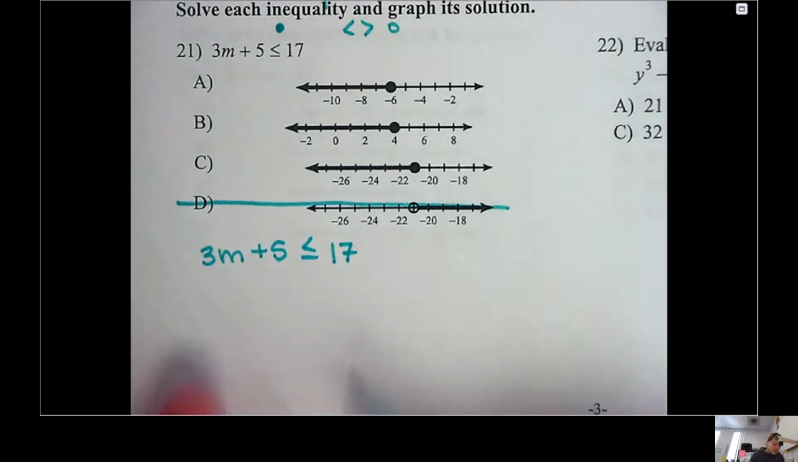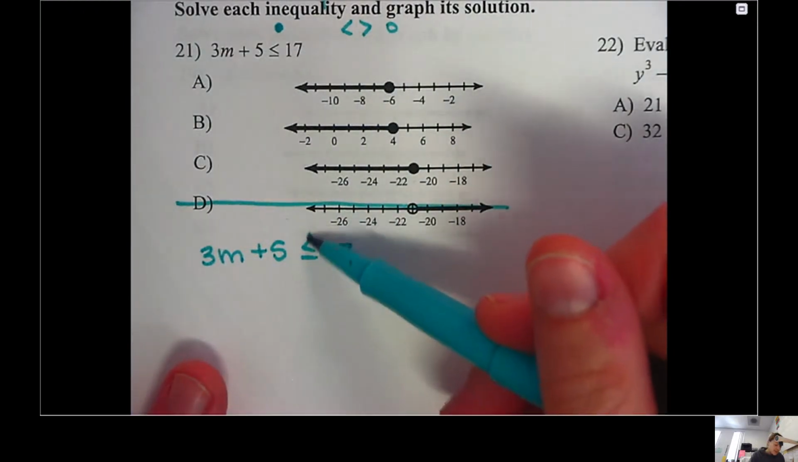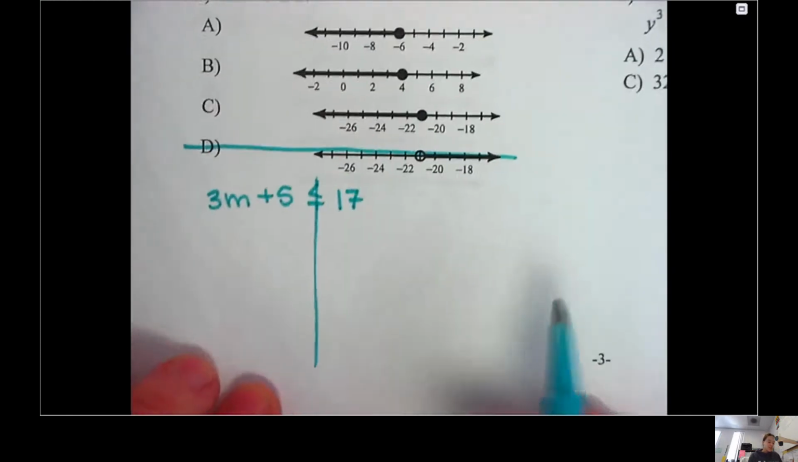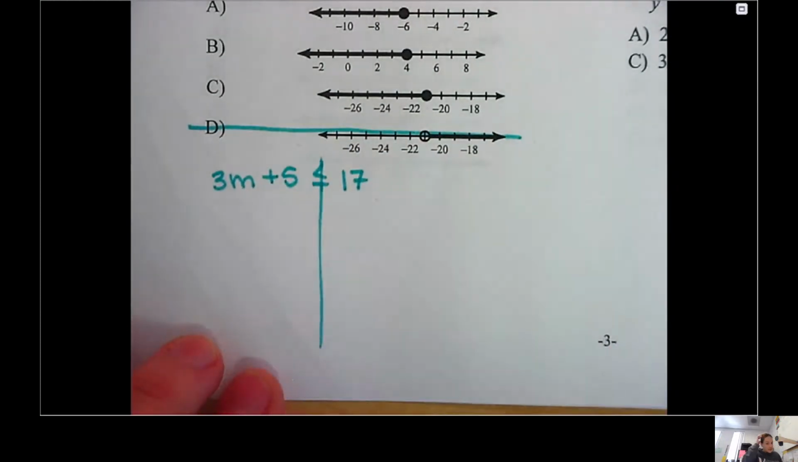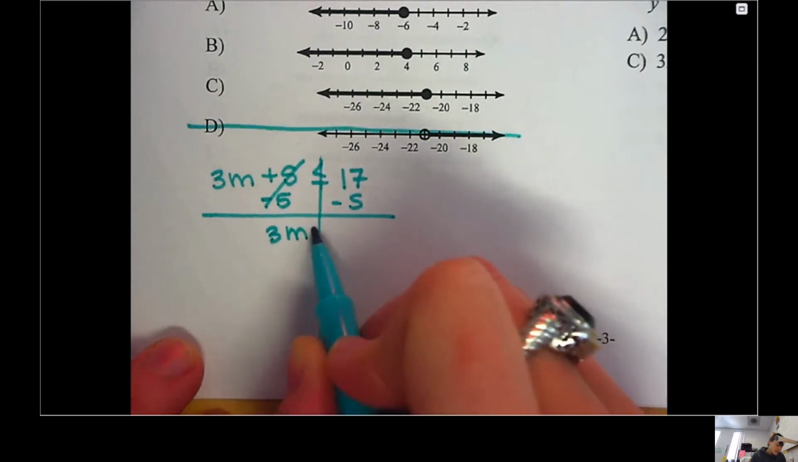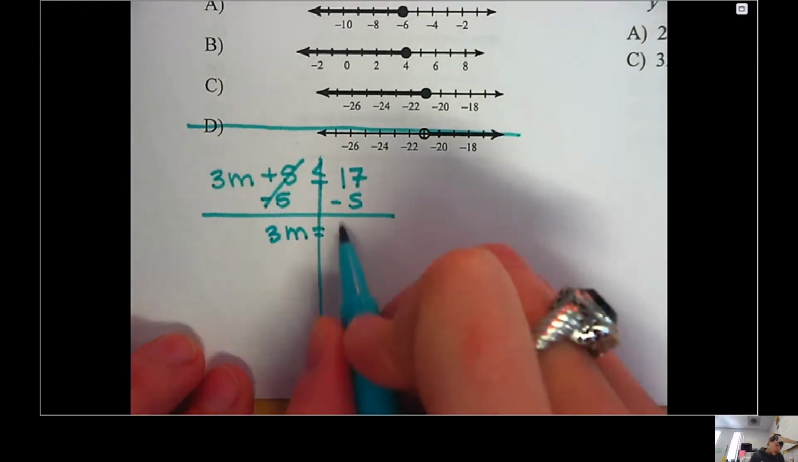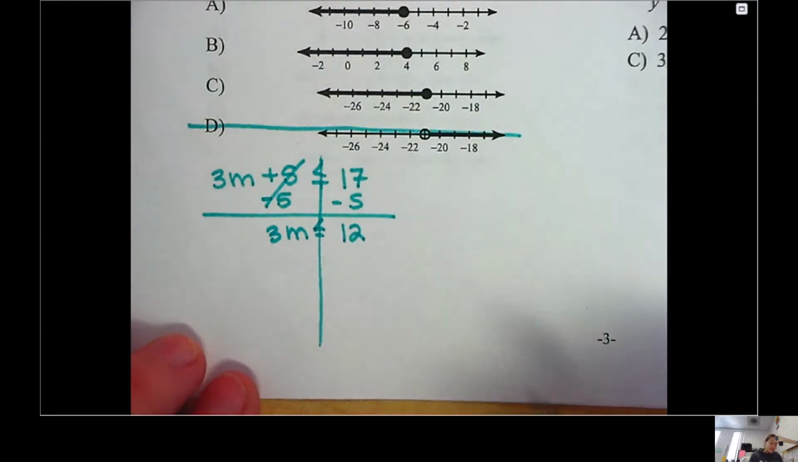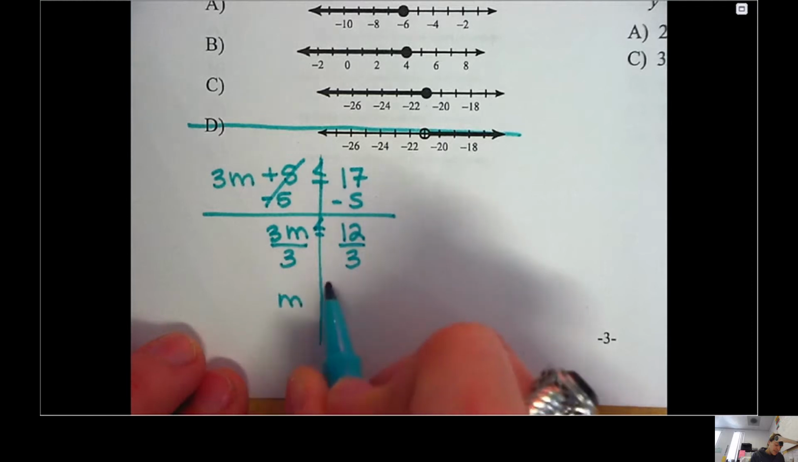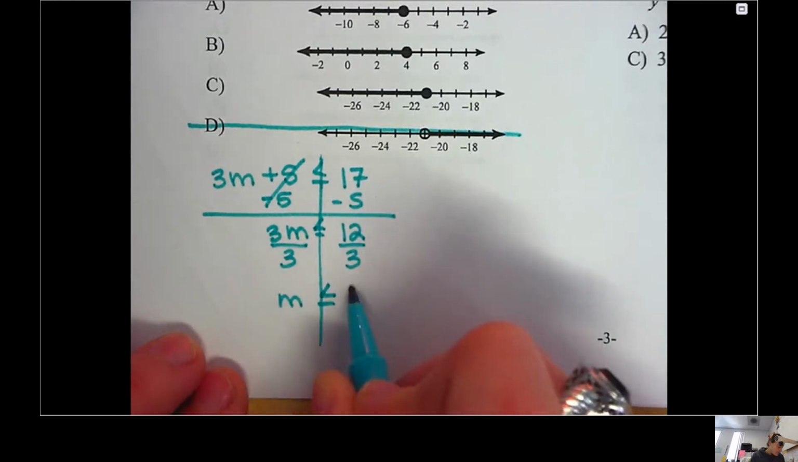Okay. So think about this as though this is your equal sign. You're doing it exactly the same way you would do any other problem. It's just instead of an equal sign, it's a little less than or equal to. So I'm going to get m by itself. I'm going to start by subtracting 5 from both sides. I get 3m is less than or equal to 12. And then I divide both sides by 3. I get m is less than or equal to 4.